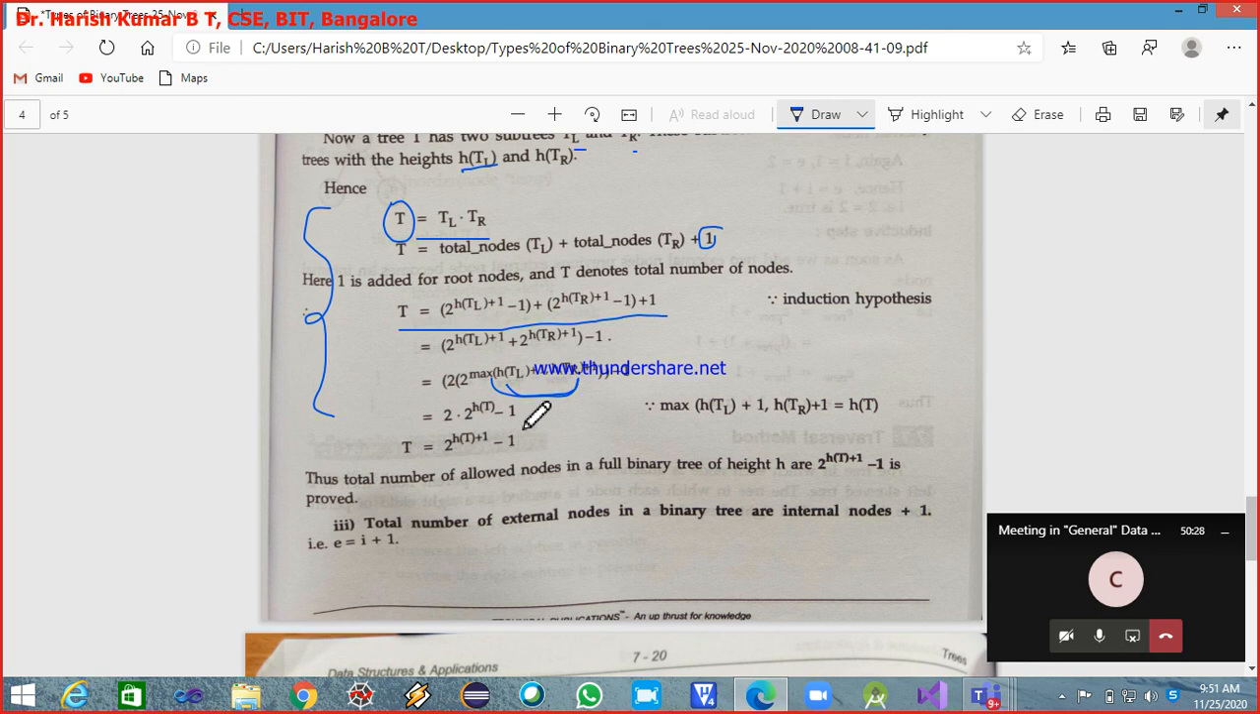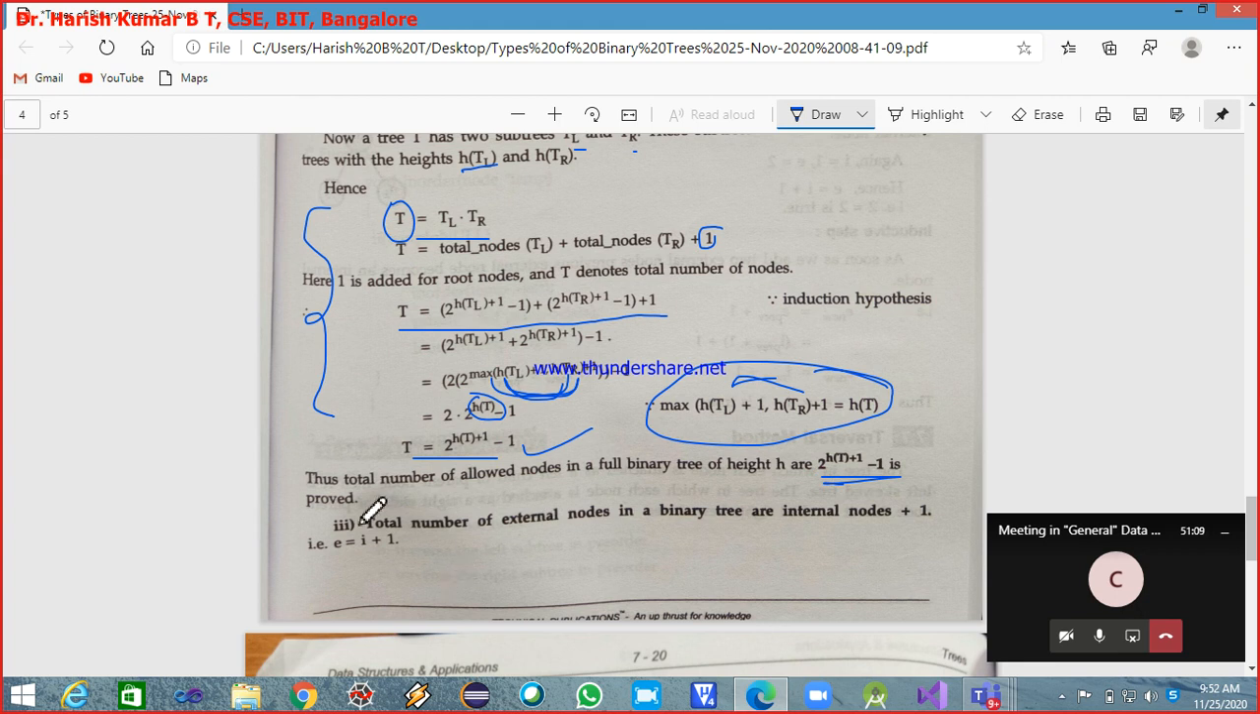Okay, are people following? Yes, sir. So that is h of t. h of lt is nothing but the height of the left subtree. h of rt is nothing but the height of the right subtree. When I take the maximum of these two, it gives you the height of the entire tree. Now n is equal to the height of the entire tree plus 1, and that is proved. Here it is written that the height of the entire tree is the maximum of these two. So now we have proved this also.